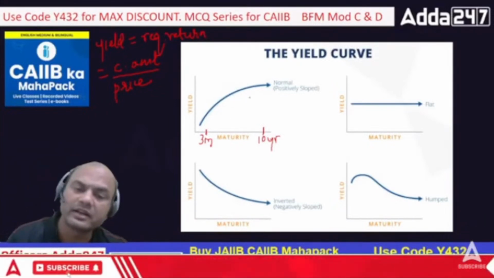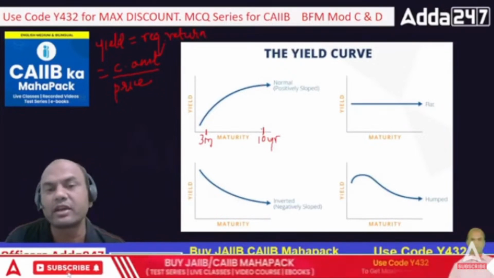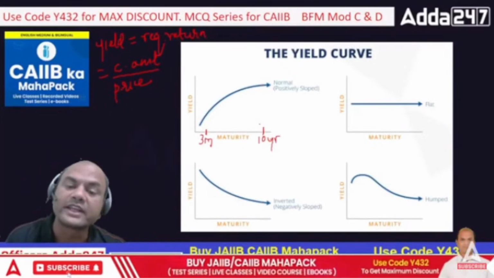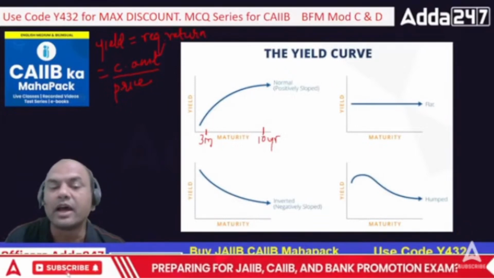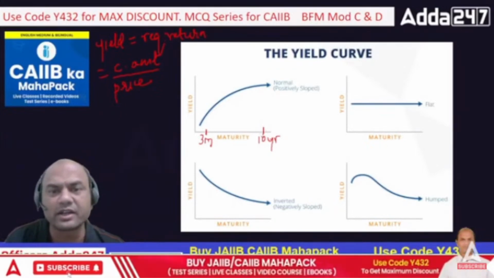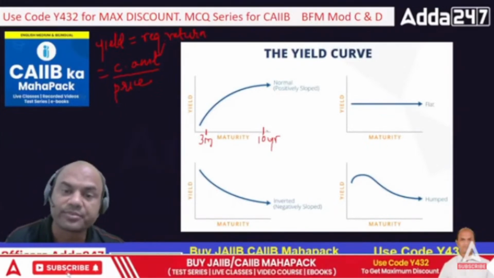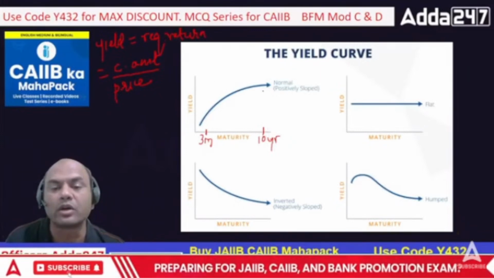Correct? Right, 10 years will have a higher rate of interest. Why are you saying that? Because you are expecting that as I keep the funds longer with the bank, I need to get some extra returns. That's the basic logic. That's the expectation. So if such a thing happens, this is called a normal yield curve.